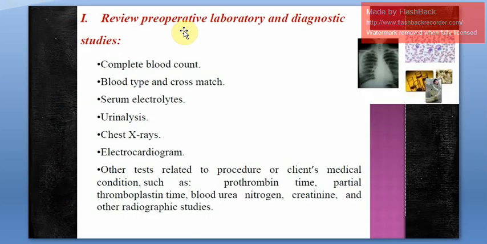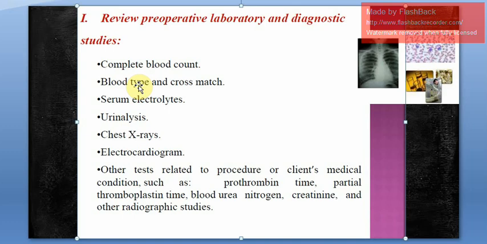So first of all, review of laboratory and diagnostic studies. As I have already told, once you have collected the history of the patient and done the physical assessment, then comes performing all the lab investigations and diagnostic studies. Under the diagnostic studies, mostly you have to do a complete blood count, CBC. Under complete blood count we have hemoglobin, TC, which means total count, and DC, which means differential count. Under that we have neutrophils, lymphocytes, and ESR. All that will be assessed under complete blood count.